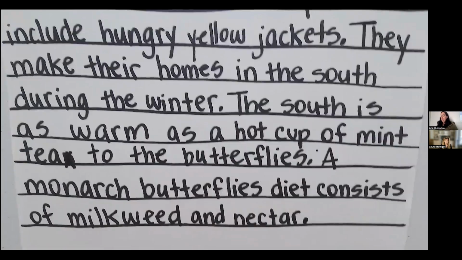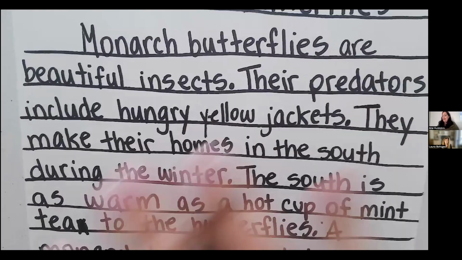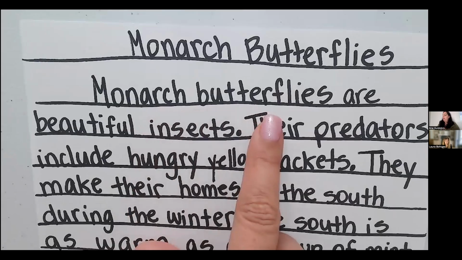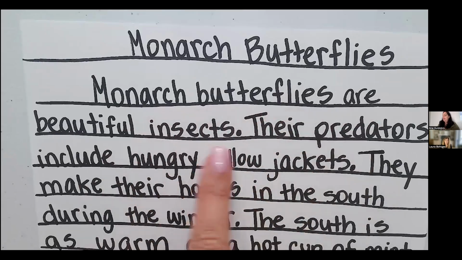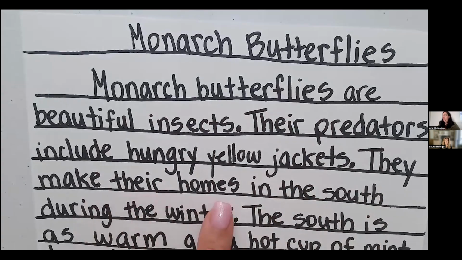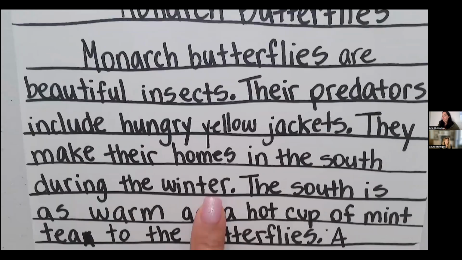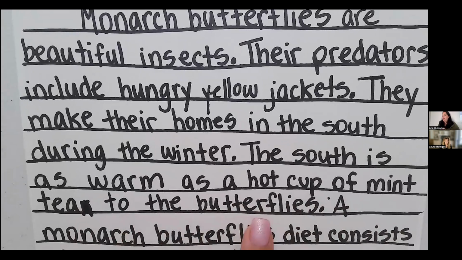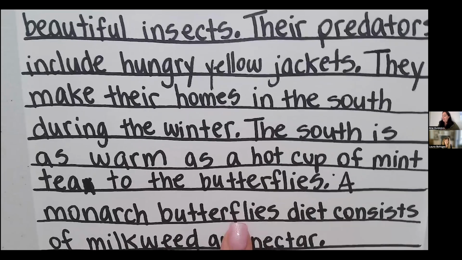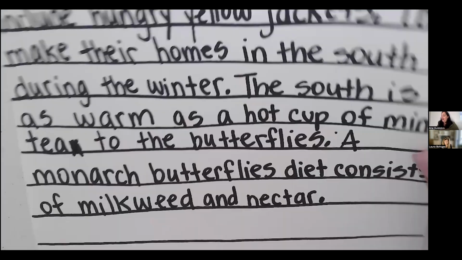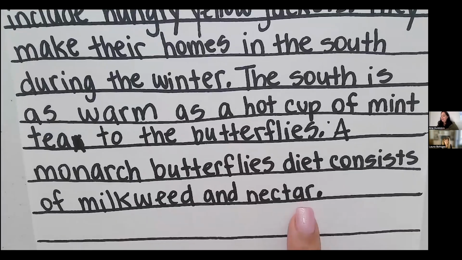Excellent. Now I'm going to read my entire, what I have, my whole thing, okay? So here we go. Monarch butterflies are beautiful insects. Their predators include hungry yellow jackets. They make their homes in the South during the winter. The South is as warm as a hot cup of mint tea to the butterflies. A monarch butterfly's diet consists of milkweed and nectar. So I'm all done, but I think I want a conclusion.